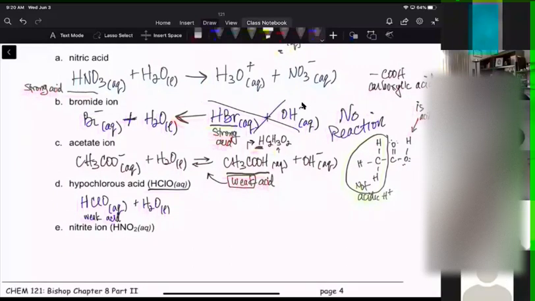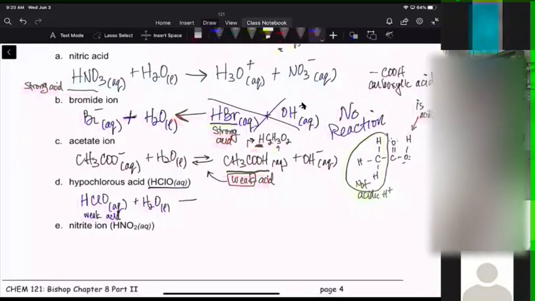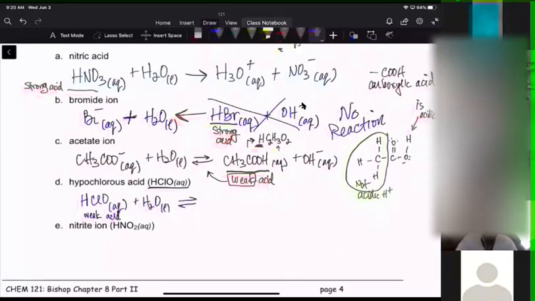That's going to have a two-way arrow, and hypochlorous is an acid, so we're going to give that proton to the water. Oh, I have 2 different things written there. So write that down, a little typo. What are we going to do?